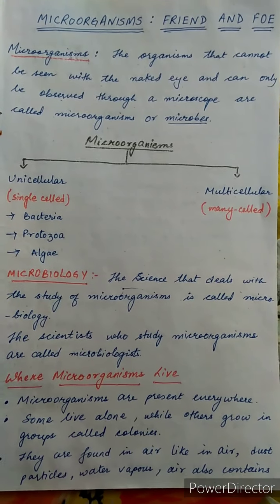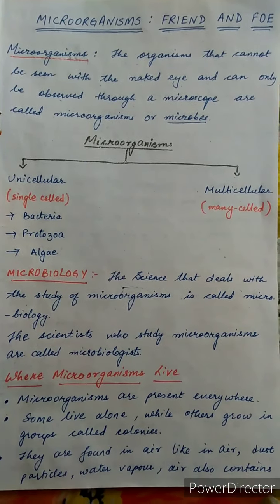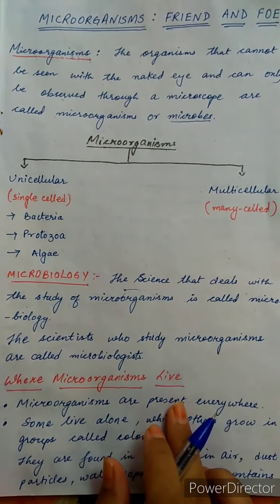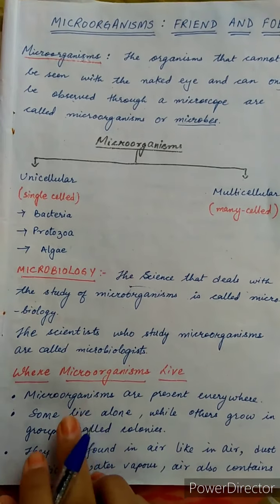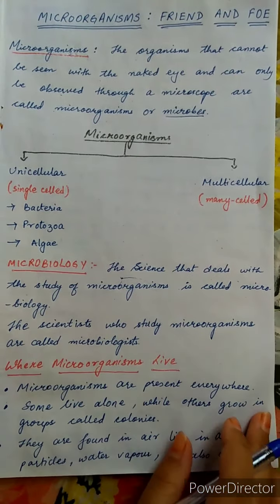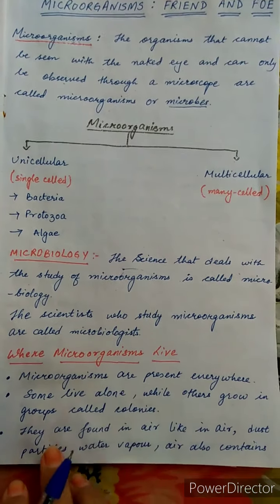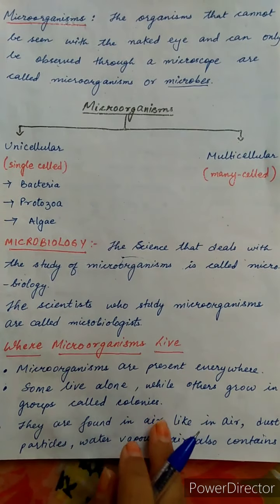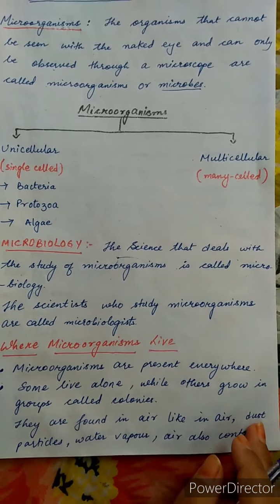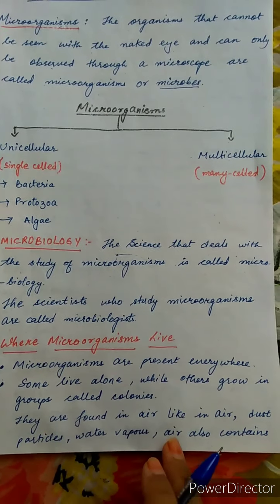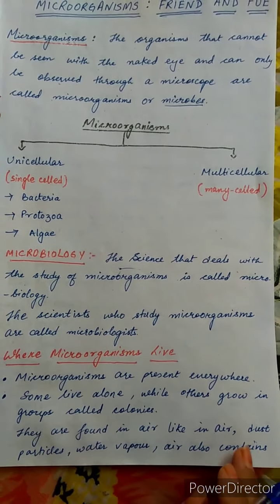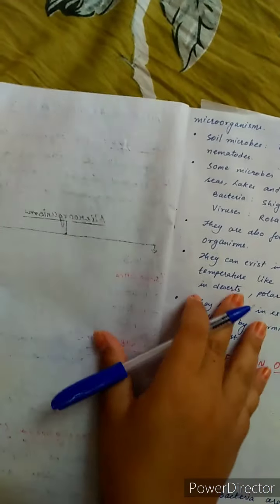Now we will see where microorganisms live. Microorganisms are present everywhere. Some live alone while others grow in groups called colonies. Some microorganisms are found in air, like in air many dust particles and water vapor are there. That air contains these microorganisms.